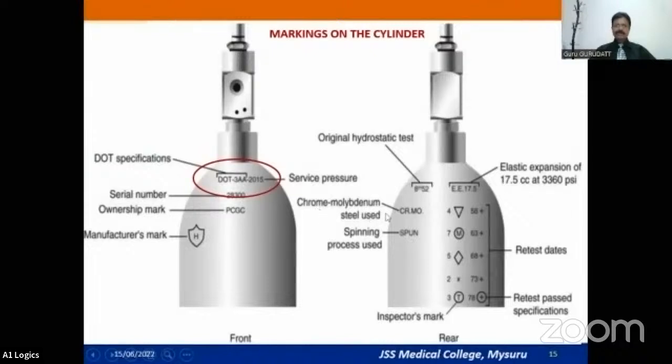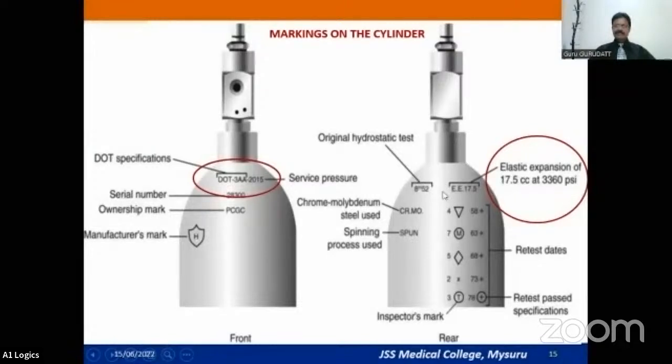And also you can see here chrome molybdenum steel, that is also your CrMo. So that is molybdenum steel that is used. The other thing that is etched: usually the cylinders are tested with the hydraulic test, and the amount of expansion that is tested, there should be a minimal expansion. Here you can see the elastic expansion is 17.5 cc when they are subject to a pressure of 1.6 times the service pressure. You can see here the pressure that is used is 3,360 psi. At this pressure, what is the amount of expansion? There should be a minimal expansion, usually less than 20 cc, that is about 17.5 cc.